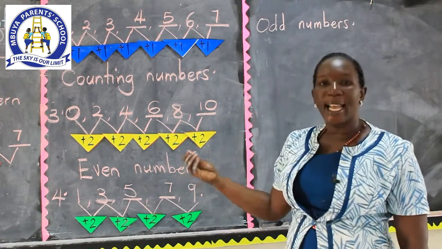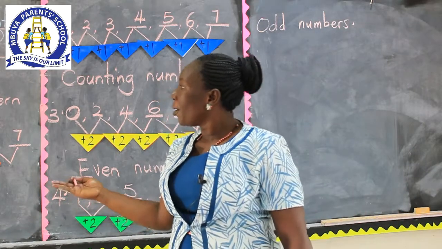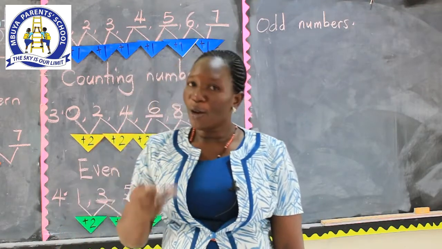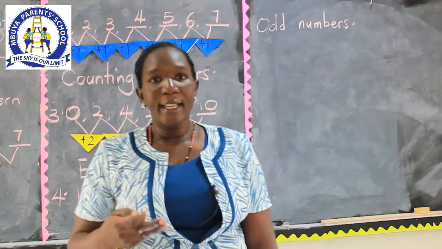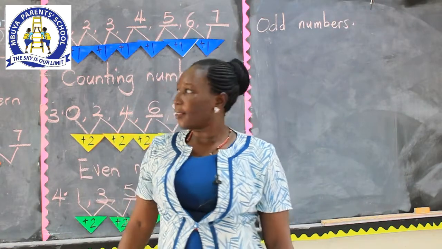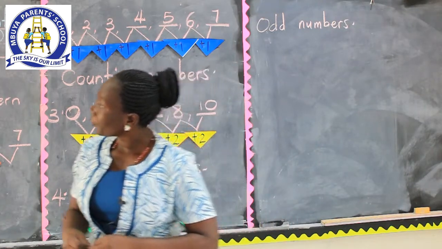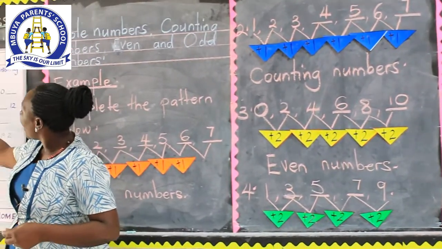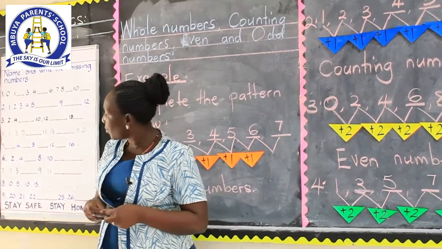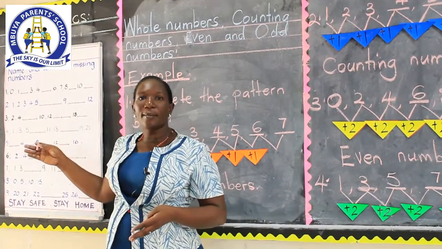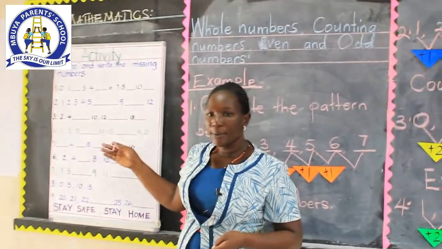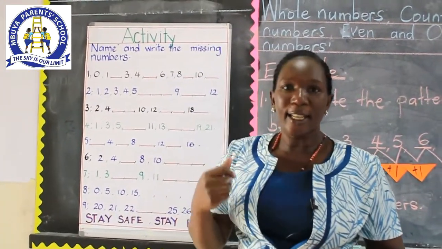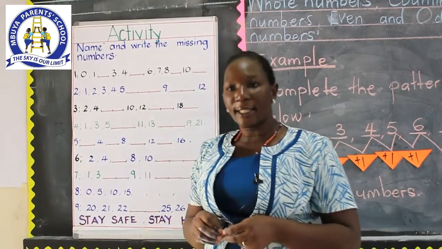We have seen at the end of it all, we have found patterns of odd numbers, counting numbers, whole numbers, and even numbers. I will not leave you like that. We have an activity. The activity says, name and write the missing numbers. You can see the missing numbers there. You find them at your time. Then you send me your feedback, just like you did for the previous activity.